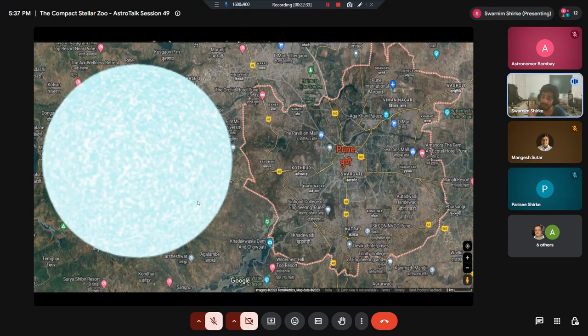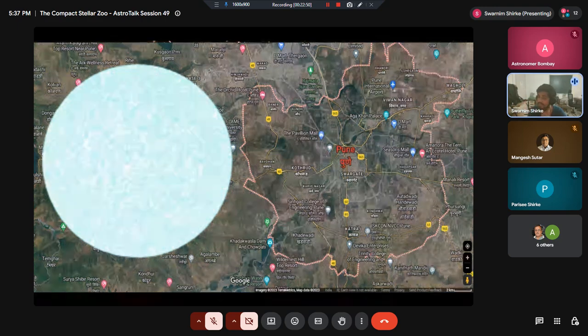In this case, they are much more compact. We saw that white dwarfs have the size of the Earth, but neutron stars have the size of a city, like Pune. So it's on the order of 10 kilometers. It's much more compact, gives out much more gravitational waves, and is much richer in physics.